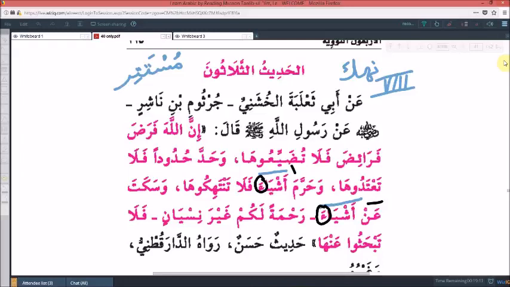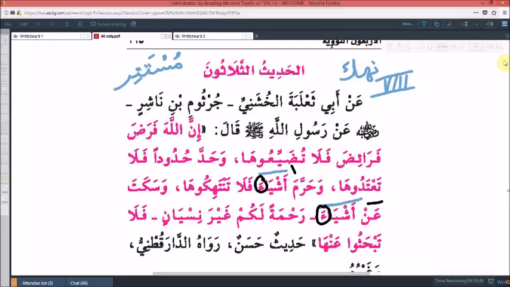وَسَكَتَ عَنْ أَشْيَاء. And when it's marfu, it will take a dhamma, yes. But when it's mansub, it will take a fatha as normal. When it's majroor, it won't take the kasra. It will take a fatha just like when it's mansub. Exactly. Ashya'u when it's marfu. وَسَكَتَ عَنْ أَشْيَاءَ. And he was quiet about things.